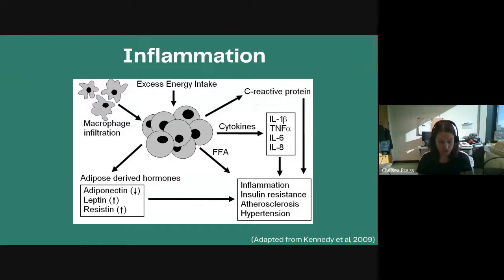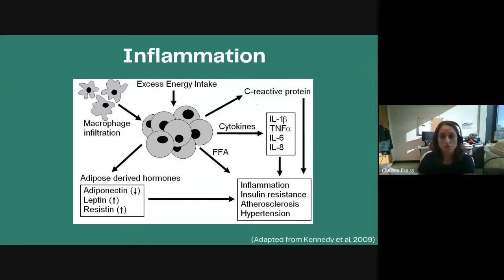Adipokines, which are just those adipose hormones, can increase or decrease inflammation. So adiponectin helps facilitate glucose uptake, and it is considered anti-inflammatory. This hormone goes down in obesity. Resistin is an inflammatory marker that comes from insulin resistance, and it increases in obesity. And then leptin increases inflammation and is more abundant in obesity.